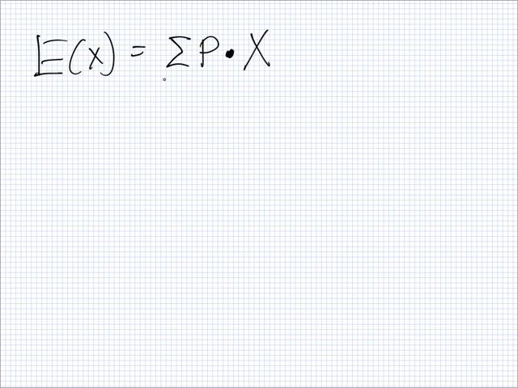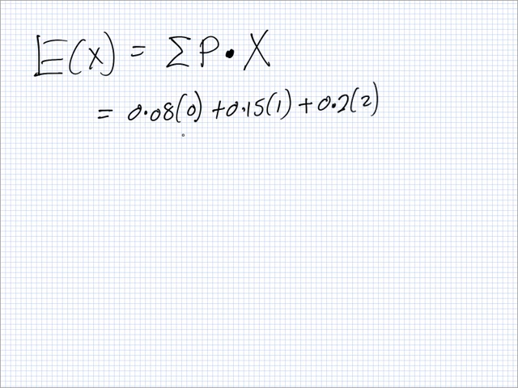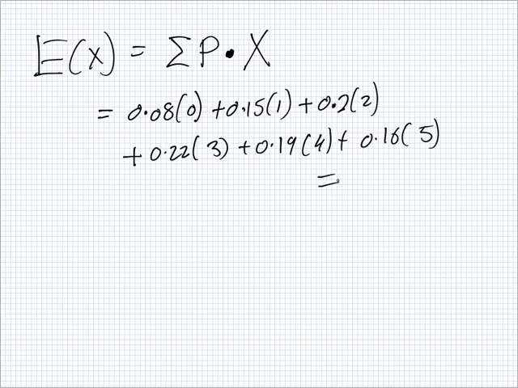Yeah. No, sorry, not over. Just the sum of p times x. Okay. So that is 0.08 times 0 plus 0.15 times 1 plus 0.2 times 2 plus 0.22 times 3 plus 0.19 times 4 plus 0.16 times 5. Okay, if somebody can kindly type that in, please, that would be great.